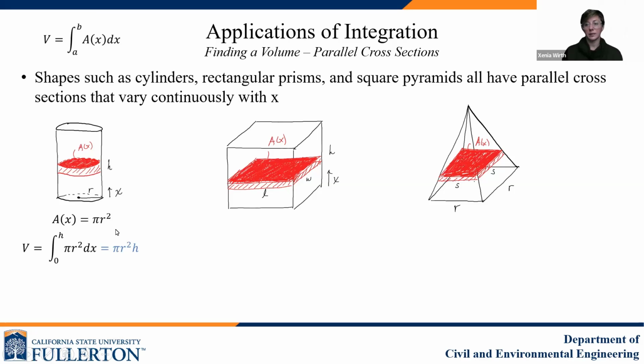For the cylinder, it's pretty friendly. We have the area described as pi r squared, which is the area of a circle, and we integrate that from 0 to h dx, and we find that the volume of a cylinder is in fact pi r squared h. I can do the same thing for my rectangular prism. The cross-sectional area of this is L times W, the length times width, and we integrate that over the height of the prism to find that the volume of a rectangular prism is indeed length times width times height.